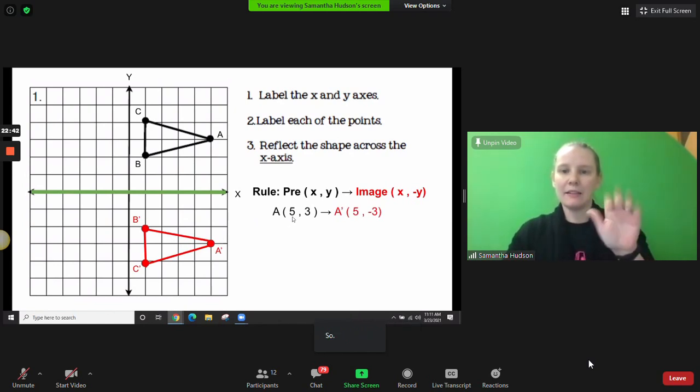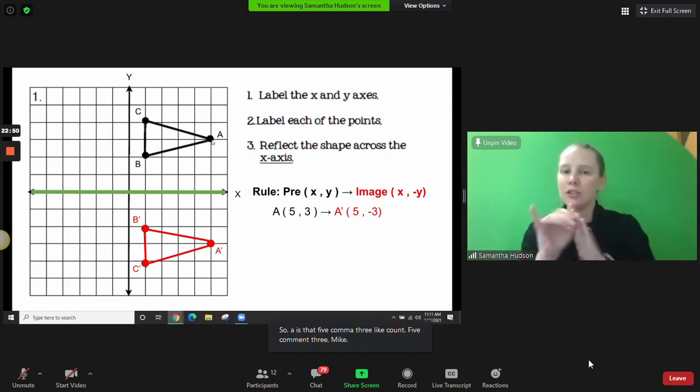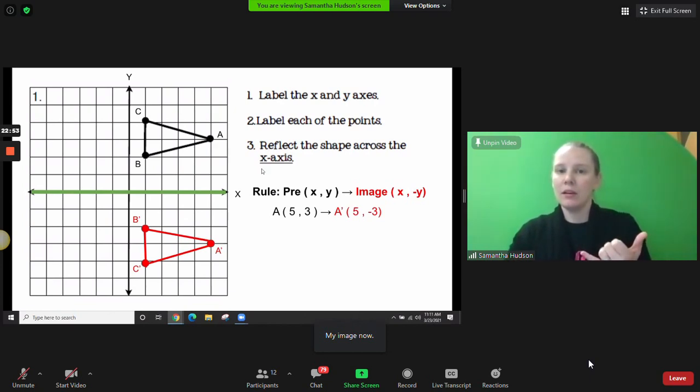So A is at 5 comma 3. If I count 5 comma 3, my image now, my X of 5 stayed the same, but my Y became a negative. It went down. So 1, 2, 3, 4, 5. 1, 2, 3. Negative 3.